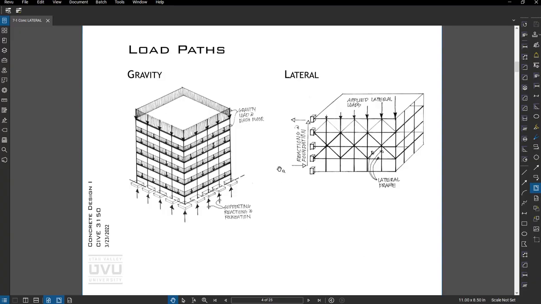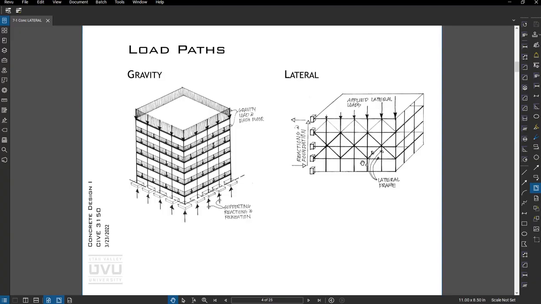Okay, with gravity loads or gravity load paths, the forces just run downward through the building and then get resisted upward by the foundations. And they can be, I guess, easier to understand than lateral forces for some people. And it's okay if you struggle with it.